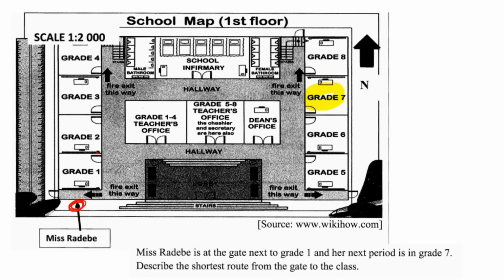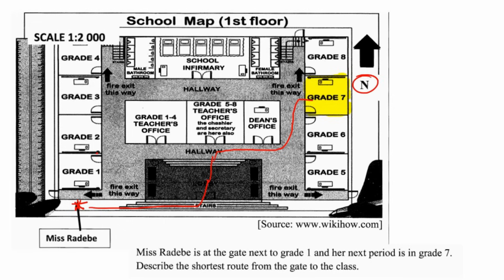Describe the shortest route. Now, what I've realized is that Mrs. Radebe is actually outside the school. You see, here's the building, for example. She's standing outside the gate. So she would have to go up the stairs. So she would have to walk through the stairs, through the lobby, which is like your entrance area, into the hallway, and then to the grade 7s like that. Okay, so it says describe the shortest route.